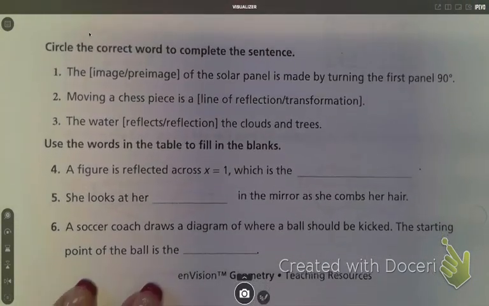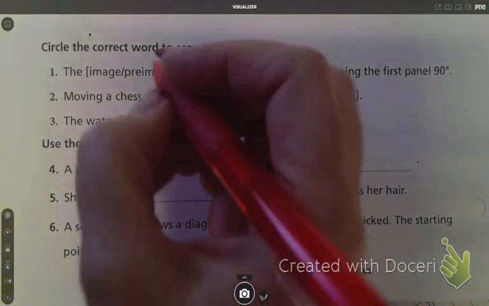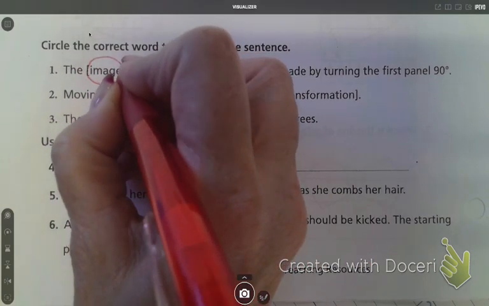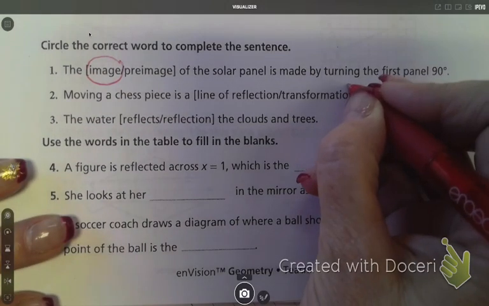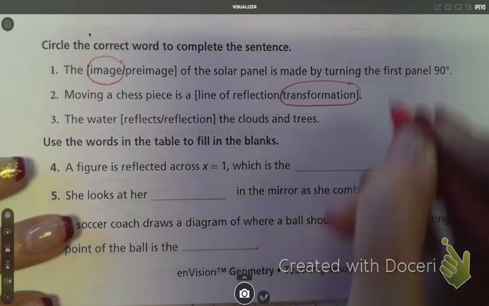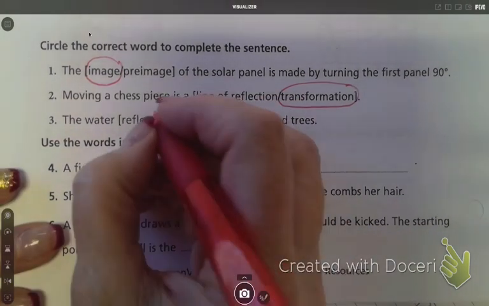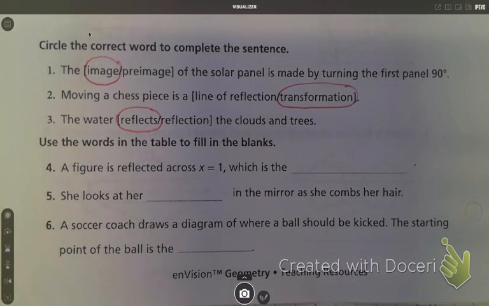Okay, now at the bottom we're going to circle the right one, it looks like. Doesn't it, to you? Okay, the blank of the solar panel is made by turning the first panel 90 degrees? Image, because you turned it, right? Moving a chess piece is a blank. Transformation. The water blanks the clouds, reflects. Use the word in the table to fill in the blanks. Do that real quick.